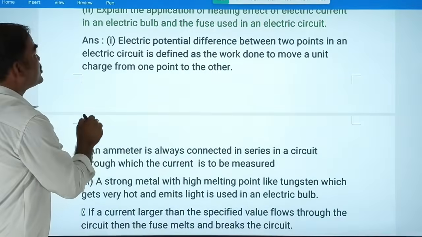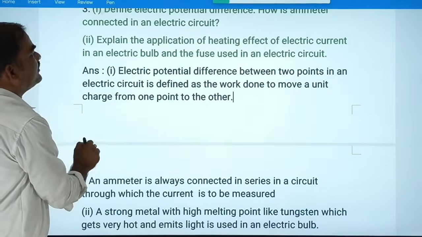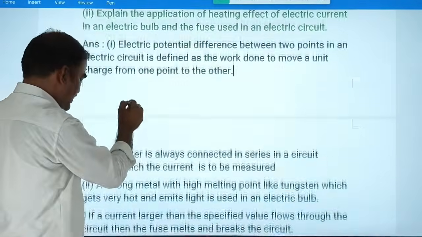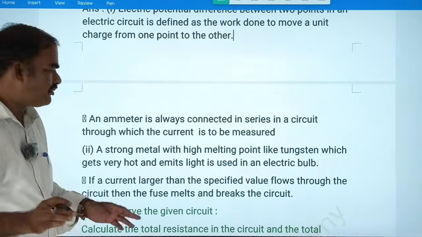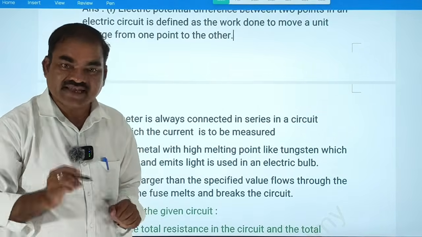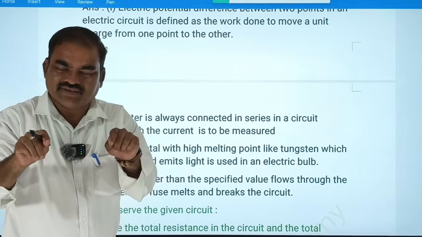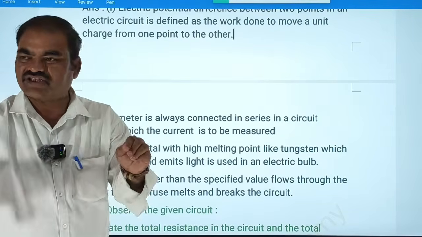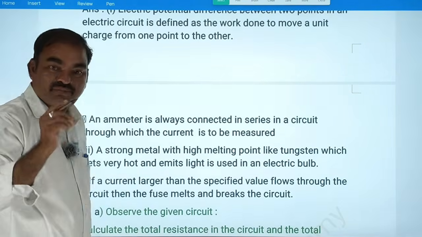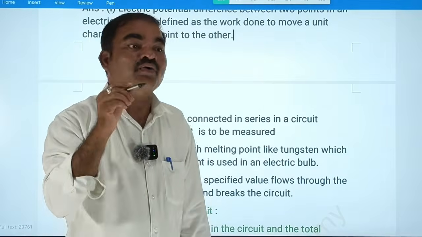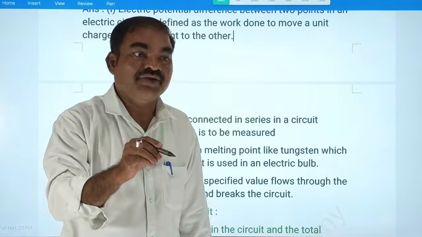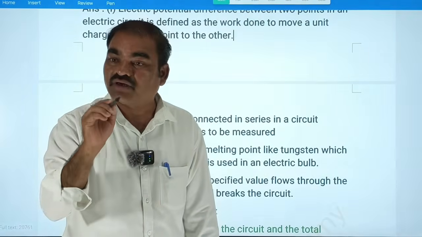Coming to the next question, the second one: how an ammeter is connected in an electric circuit. Always you have to remember, an ammeter is always connected in series. Series connection means one to other connection. One to other connection is called a series connection. Always remember, one more question may be asked: how is a voltmeter connected? A voltmeter is connected in parallel, whereas an ammeter is connected in series.